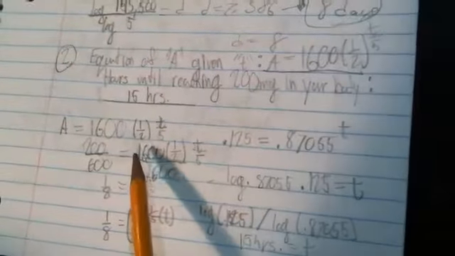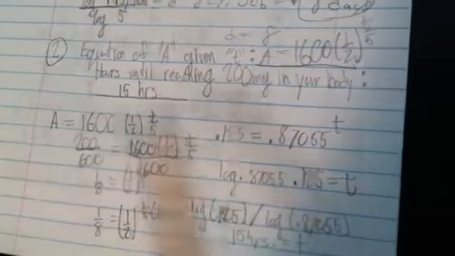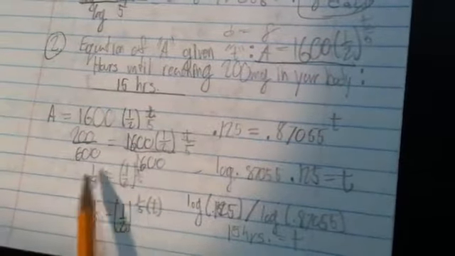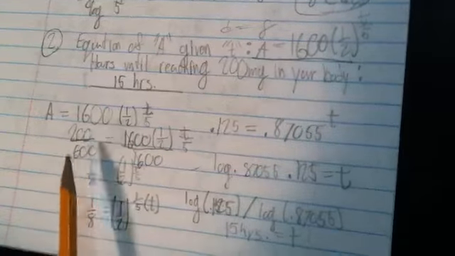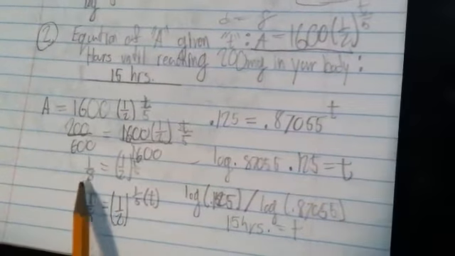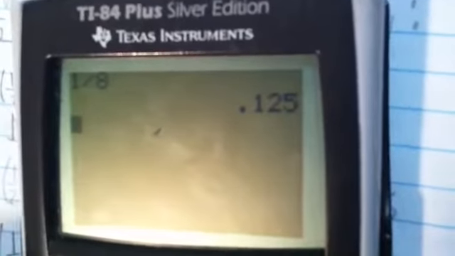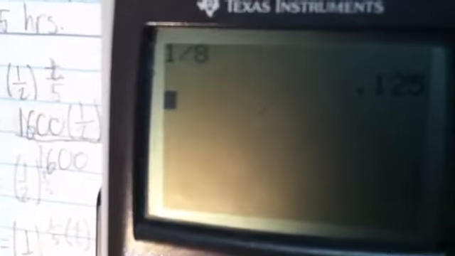So since you're dividing 1,600 and 1,600, you're just going to cancel it out. You're going to do the same thing with the other part. You simplify 200 and 600. Then you get 1 over 8. Then we get 1 over 2, parentheses, T over 5. Now, what we're going to do here, if we take a look at the calculator, I put 1 over 5, and I just put it in decimal form. I got 0.2.